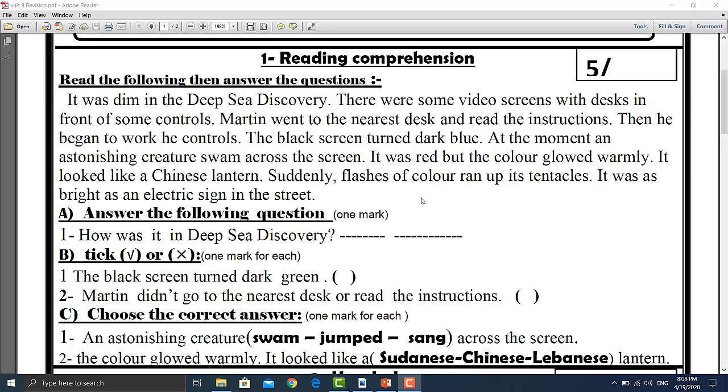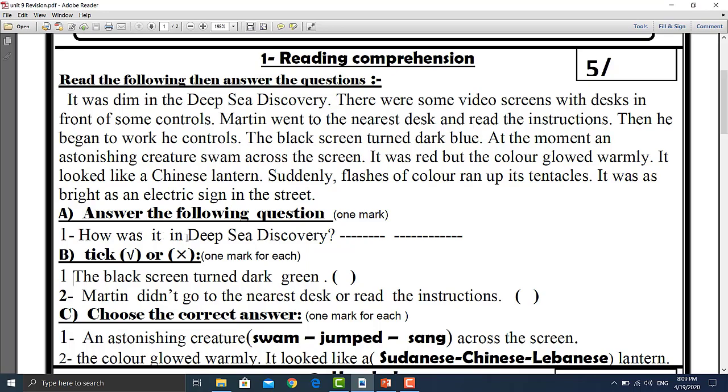Okay. So don't waste your time. Don't read this text. Just start with questions. Read the question and answer it from the text here. Okay. Now let's go to the first question.